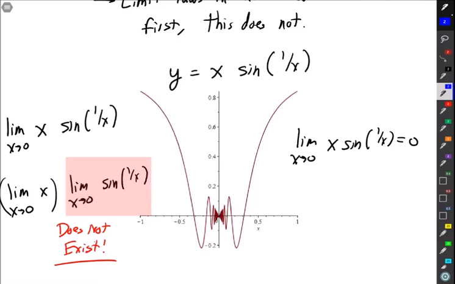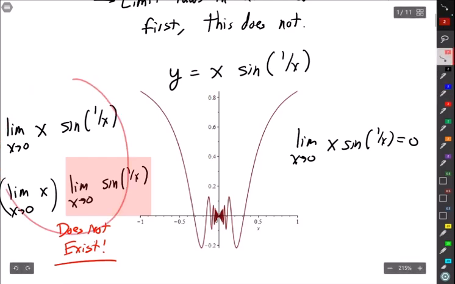And we also saw in the first video that we can't use our normal multiplication rules to split up limits because this one limit does not exist, right? The limit of sine 1 over x as x goes to 0 doesn't exist. That's like taking the limit of sine as x goes to infinity, which just oscillates back and forth and doesn't have any limit that it converges to. So we can't do it this way. What else can we do? The answer is squeeze theorem.